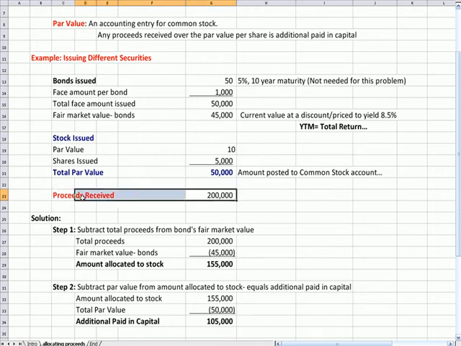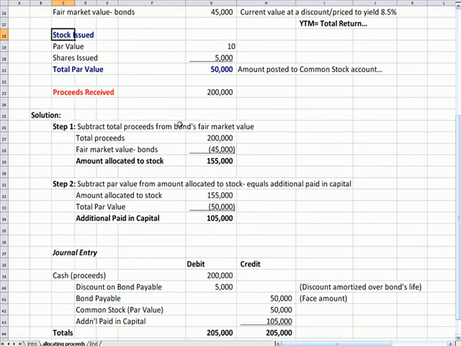Finally, we'll say that our proceeds received are $200,000, and now the question is, what carrying amount do I assign to the bond and to the stock? Well, I first take the total proceeds and I subtract total proceeds of $200,000 from the fair market value of the bonds that I was given, 45,000, and you can see how those are linked. And so I'm left with an amount allocated to stock of 155,000. So I subtracted fair market value of bonds from the total proceeds.